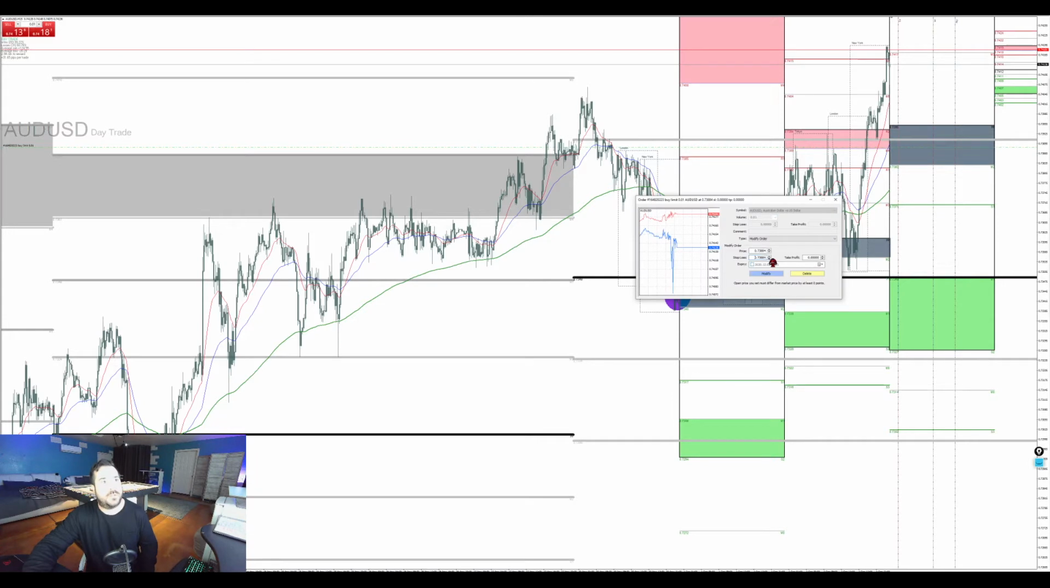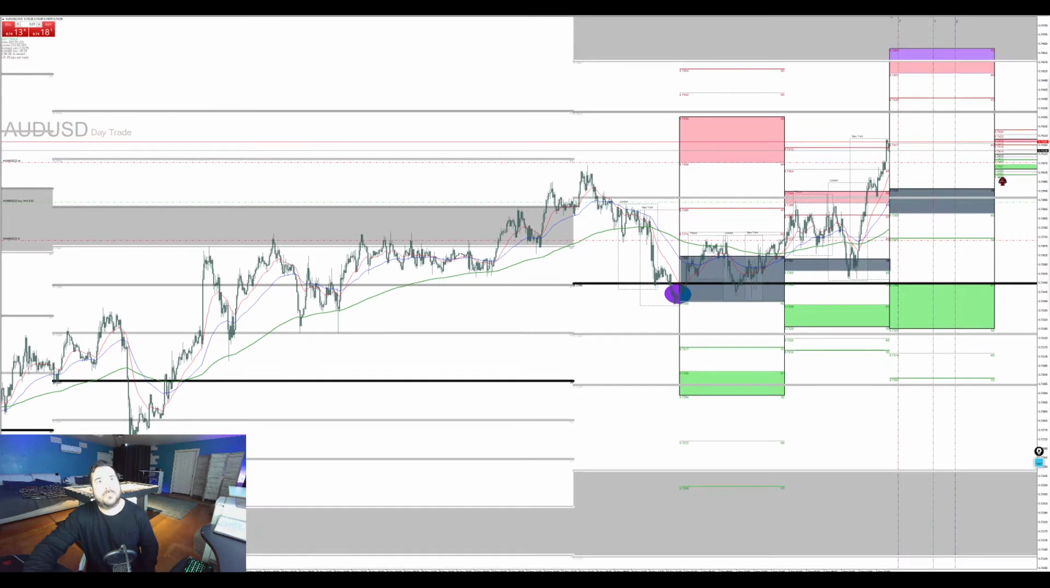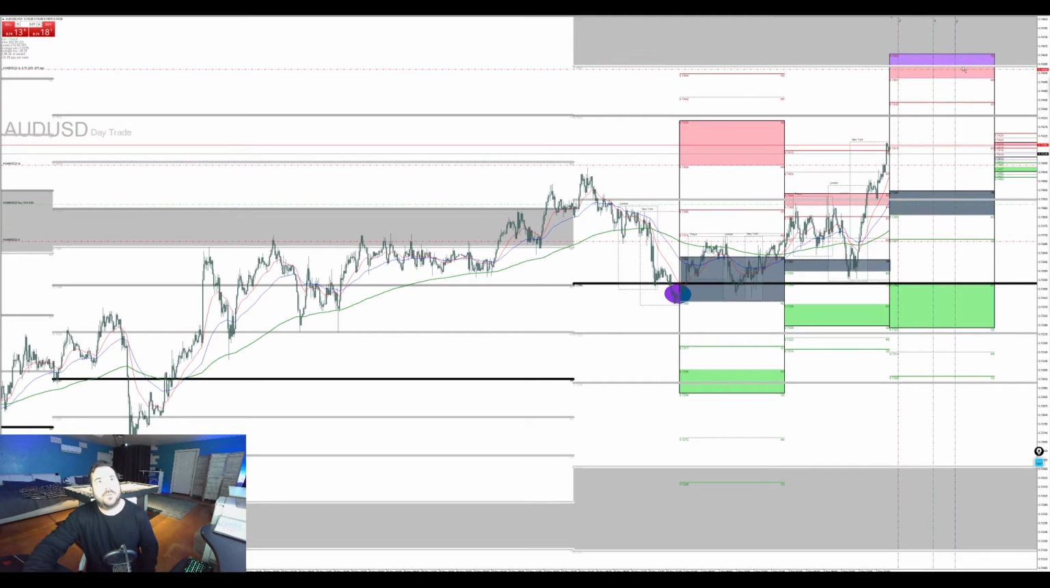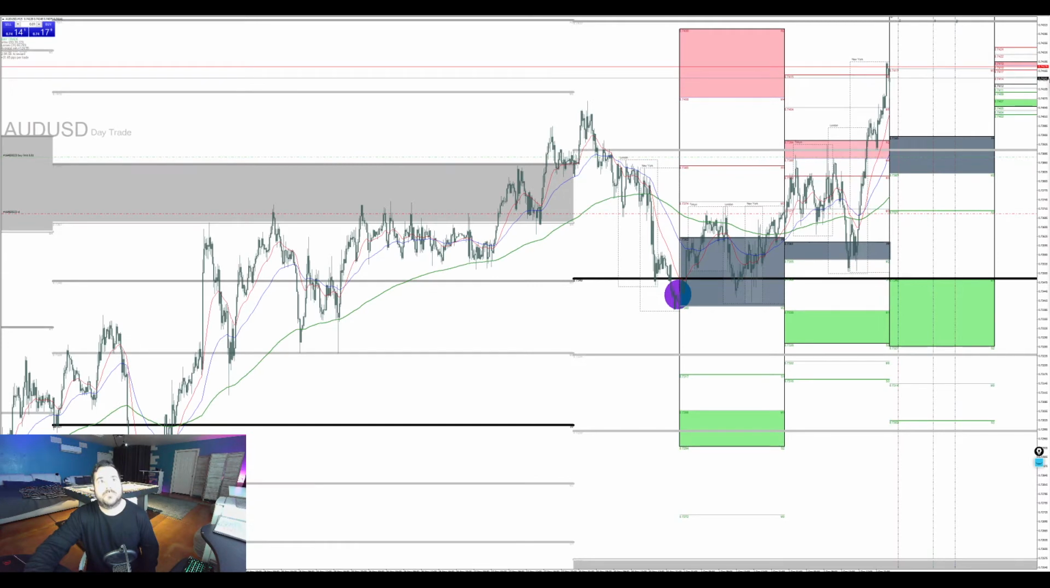Okay, so my stop loss and take profit. My stop is going to be right below my S1, and my take profit is going to be right here. Okay, that would be 67, 68 pips. All right.